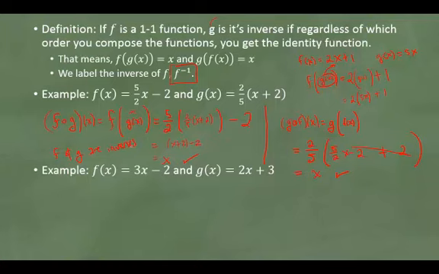Let's try the same thing for f of x equal to 3x minus 2 and g of x is equal to 2x plus 3. F of g of x is 3 times x minus 2, 3 times, again this is 2x plus 3, and we're going to multiply that out. This is 6x plus 9 minus 2. This is 6x plus 7. Notice we already don't have the identity function, so these can't be inverses of each other. We would only need an x, but we have 6x plus 7.